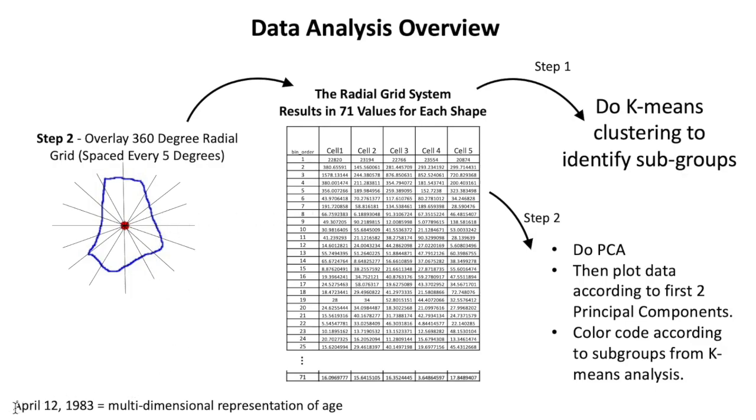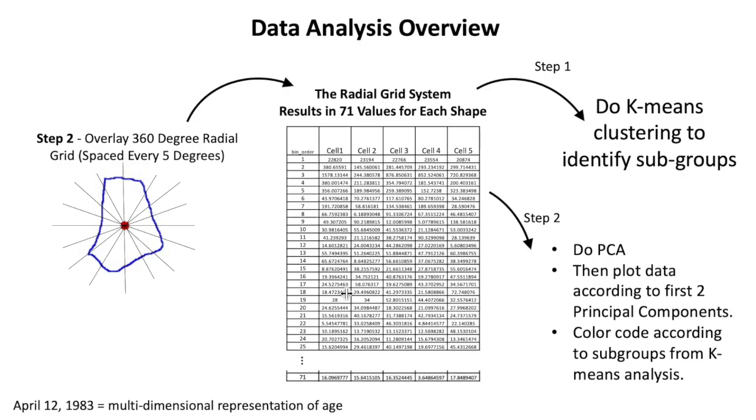In the same way that the month, date, and year is a multidimensional representation of a person's age, as opposed to how old they are. That's a scalar representation. These 71 numbers are a multidimensional representation of each shape.